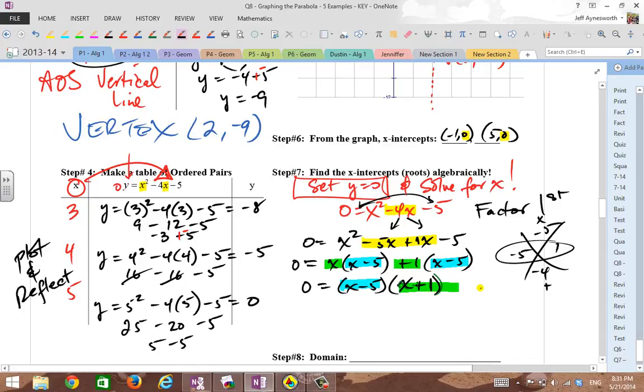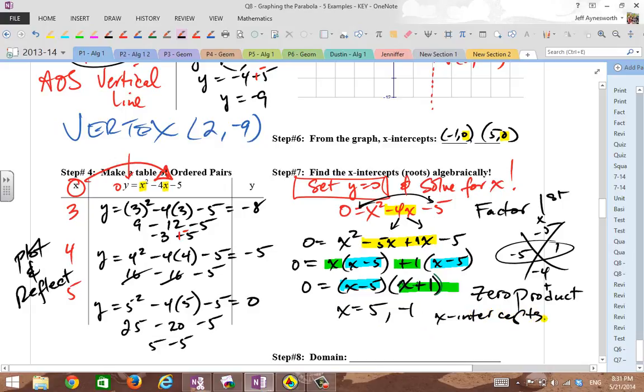All right, and then now we have what's called a zero product. That means that one of these has to be 0 in order to get 0 here, because we know that anything times 0 is 0. So what would make this 0 right here? Well, we know that 5 minus 5 is 0, so x must be 5. And we also know that -1 plus 1 equals 0, so x has to be -1. And believe it or not, those are the x-intercepts done algebraically.